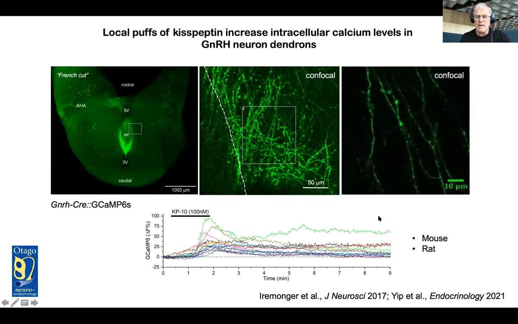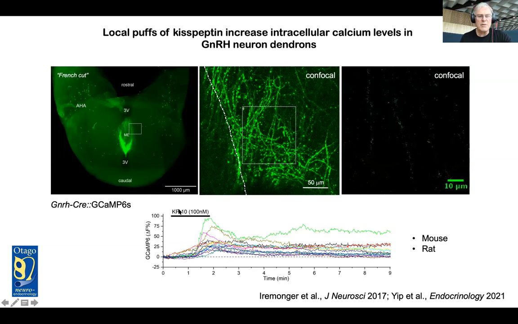So that was done in the mouse. Recently, Xinwei Liu has been able to use exactly the same approach in the rat and found the same thing. Here's just some individual traces of dendrons showing kisspeptin activating the rat GnRH dendron as well.